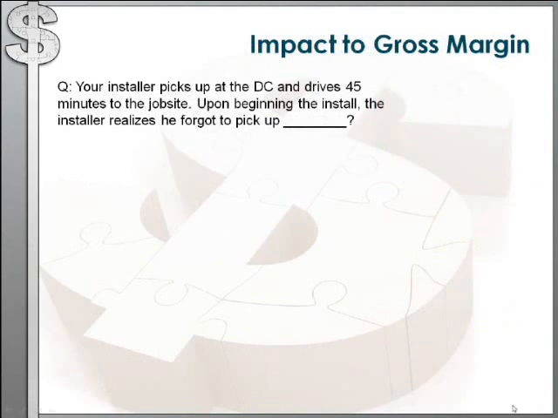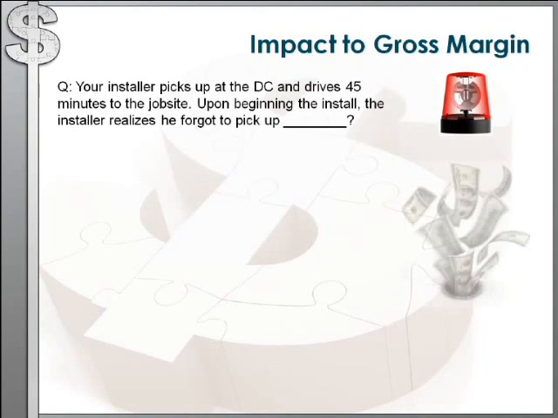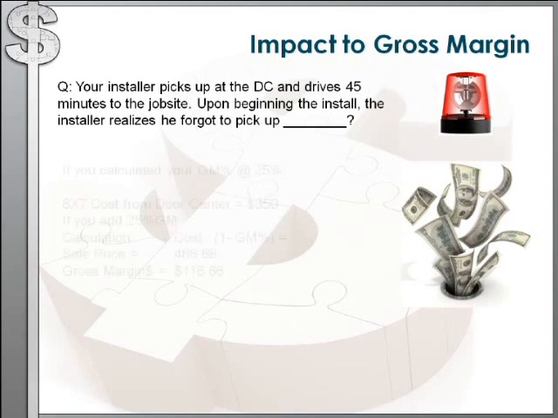In this next example of impact to gross margin, we have a situation where an installer picks up some product at a door center, drives 45 minutes away to a job site, begins the install, and then realizes he forgot to pick something up. Immediately, a red light should go off in your business because this is costing you money, whether you recognize it or not, and you should be aware of this.